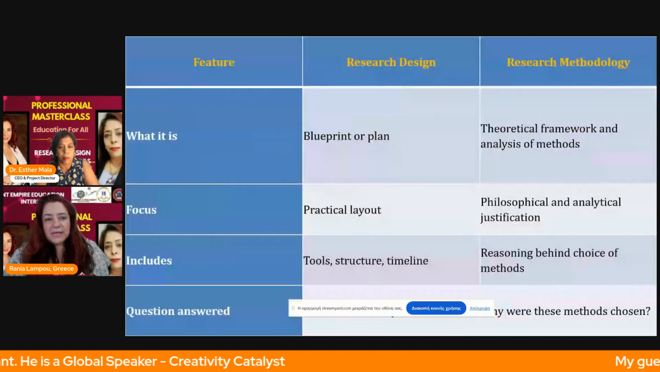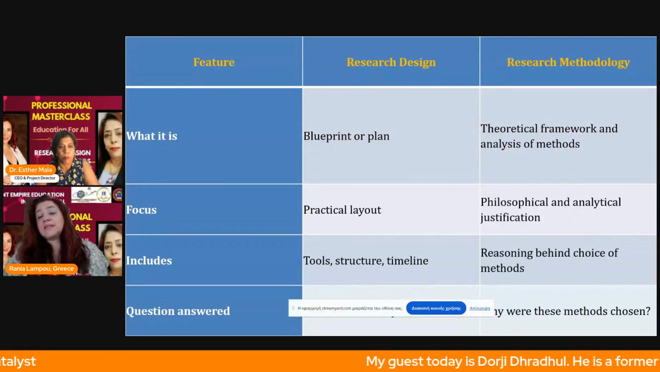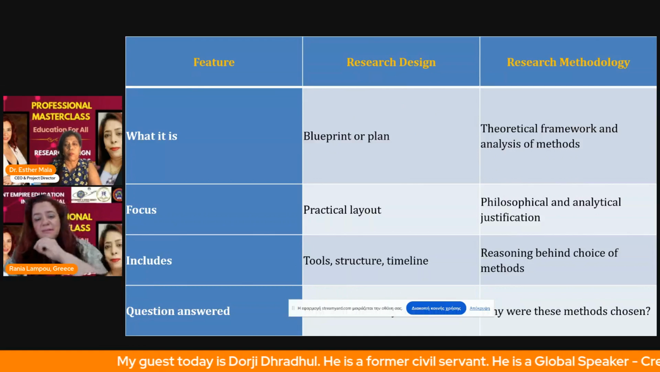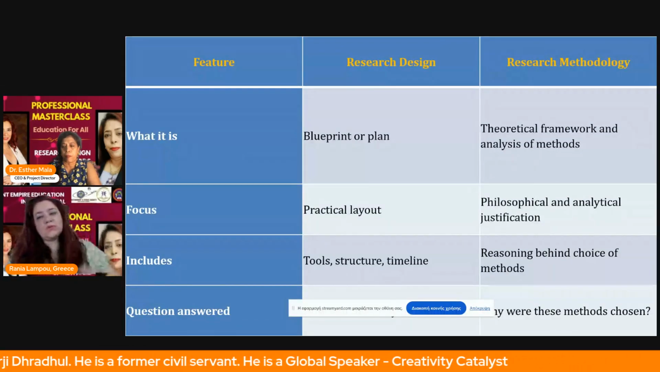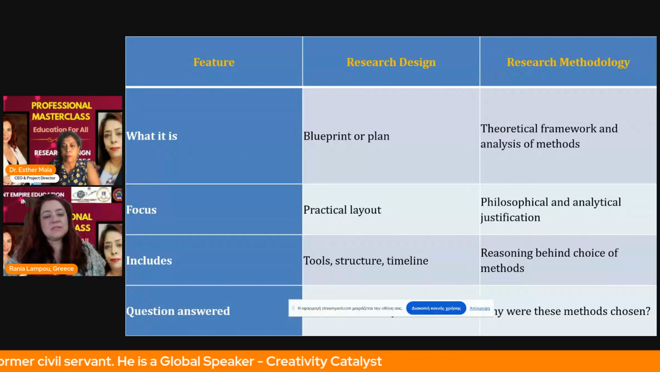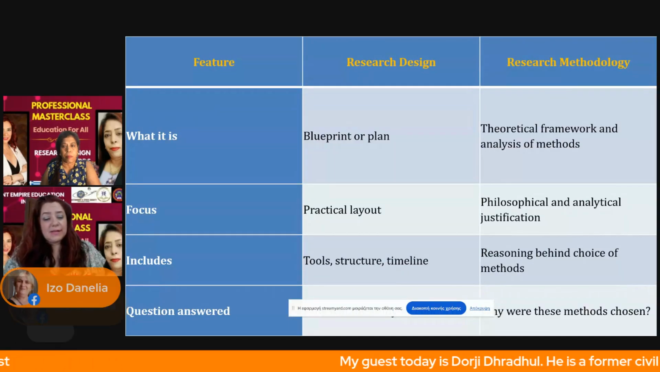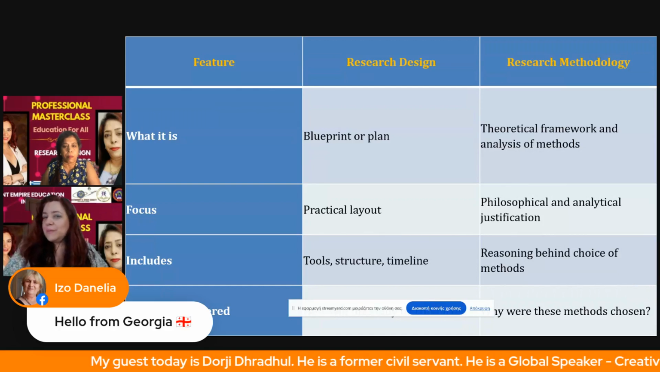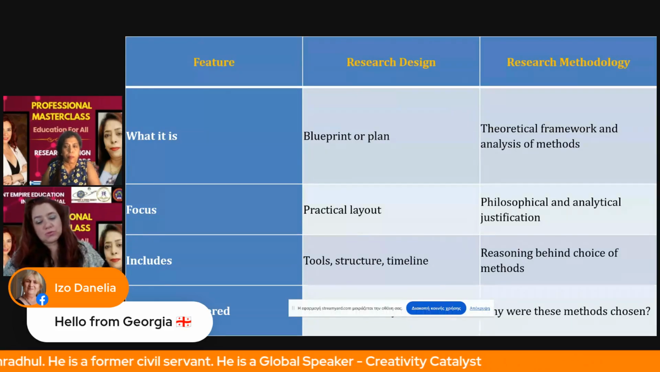So the summary shows that the research design is a practical plan. Research methodology is a theoretical framework and analysis of methods. The focus of research design is the practical layout. For research methodology, the focus is on philosophical analytical justification. The research design includes tools, structures, timeline. The research methodology includes reasoning behind choice and methods. And the question for research design will be, how will the study be conducted? And for the research methodology, why were these methods chosen?